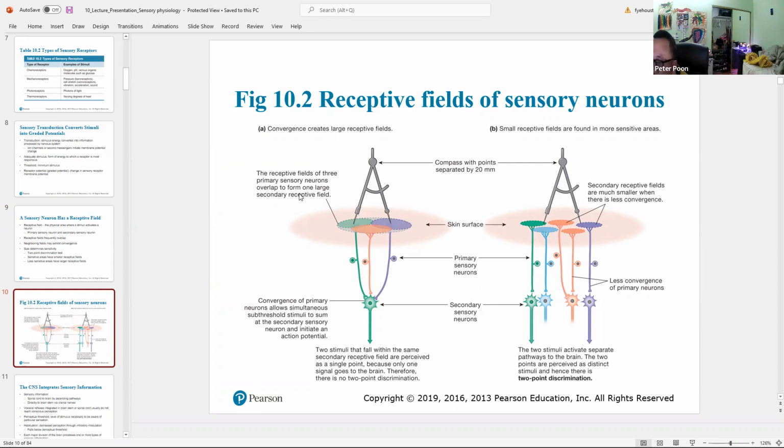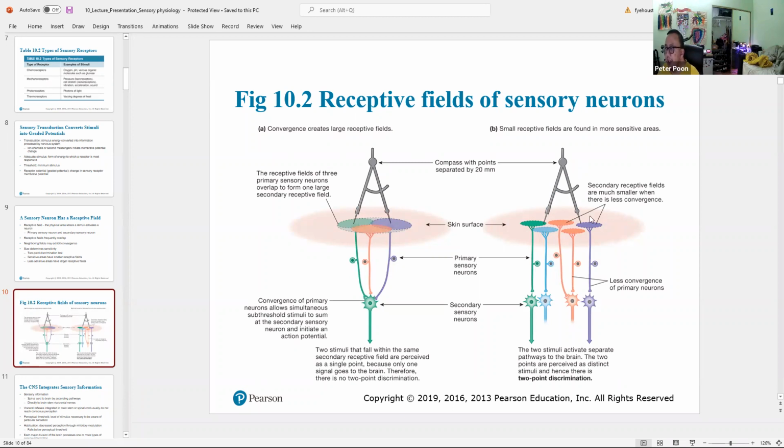Here you go. The receptive fields can be large or small. Notice all 3 of these neurons converge on the same secondary neuron. So no matter where you put your needle, all 3 will trigger the same response, and you'll feel it as one individual thing. Here, you will not be able to distinguish between those 2 points. They'll feel like one thing is touching you.